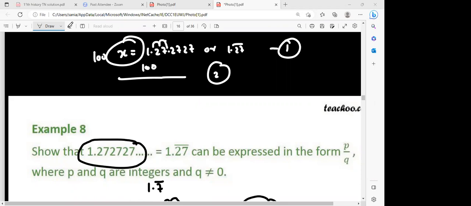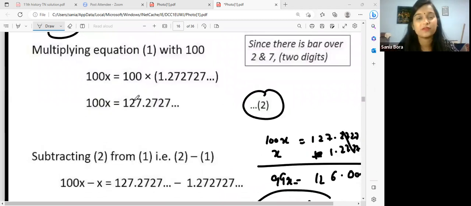It will be 126 by 99. So I hope you got it, right? Easy? The only thing you have to remember is whether the number is repeating 2 times, 3 times, or whatever it is. You have to just focus on the number it's repeating.